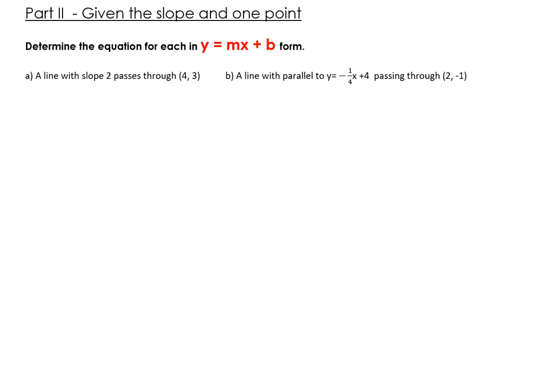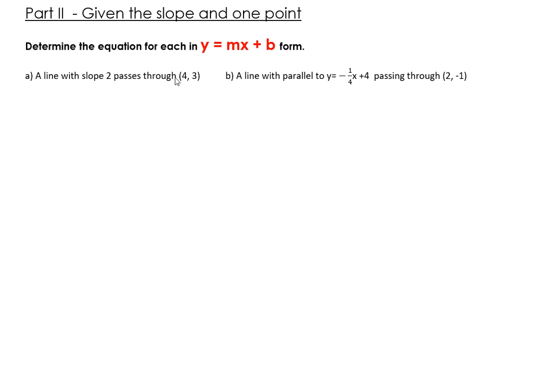And now we're going to talk about how to find the equation of a line if you're given the slope and 1 point. Determine the equation for each in y equals mx plus b form. This is our big formula here that you have to memorize. We've got a line with a slope of 2 and it passes through the point 4, 3.